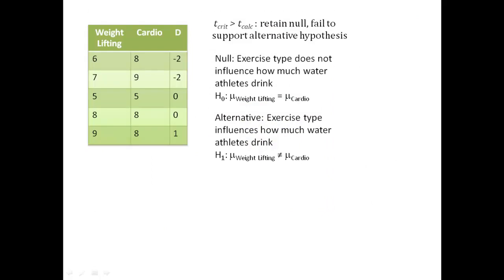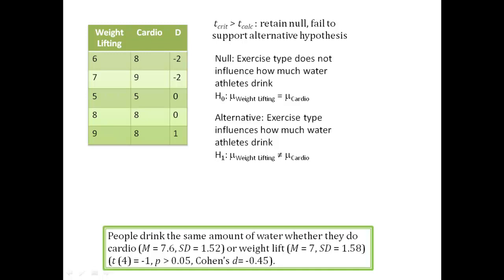So now let's look at how that all breaks down. We know that our t-crit is greater than our t-calc, which means that we retain the null and we fail to support the alternative hypothesis. And so that means our null, which is that exercise type does not influence how much water athletes drink, has been retained. So what does that look like when you write it up in APA style? It looks like this. People drink the same amount of water whether they do cardio or weightlift.